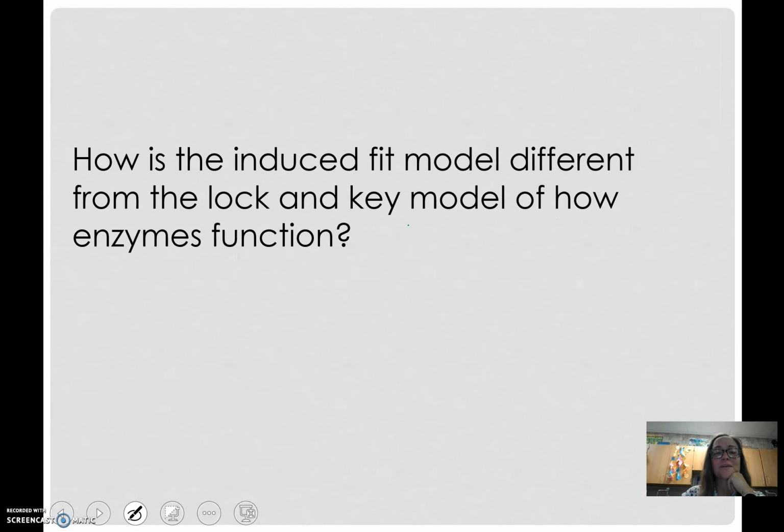So I want you to think about, how is the induced fit model different from the lock and key model of how enzymes function? And if you're like, oh man, I don't really know, I'm not sure if I'm right, I want you to think about, when I put my key into my car, does the lock grab onto the key? Probably not. Okay, that's your box two.